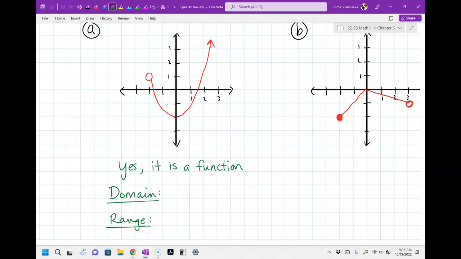So domain-wise, you're asking yourself, how far left does it go? And for range, you're asking yourself, how far right does it go? So when you're looking at your picture, you're trying to say, okay, this graph, in terms of left and right, goes all the way up to here, right? That's as far left as it goes. What is the x value for that point? Well, -2. So I'm going to put -2.